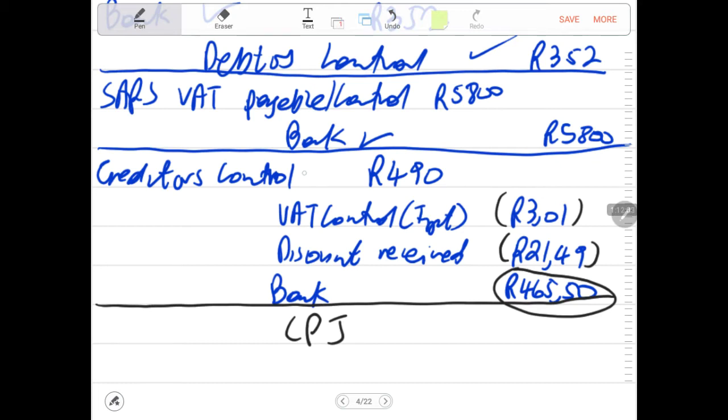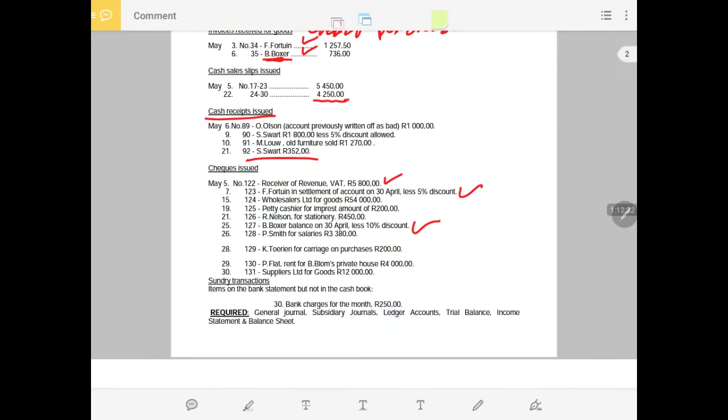Then under creditors control, we have our 490. So all transactions are just given away: copy and paste and record to the respective columns where they are supposed to be recorded. Now I'm done with that one. Let me go to the next one.